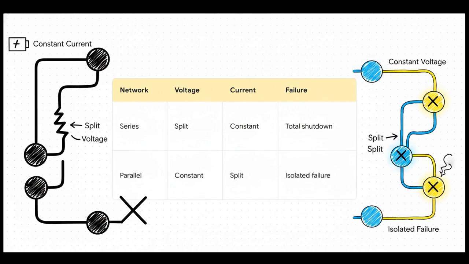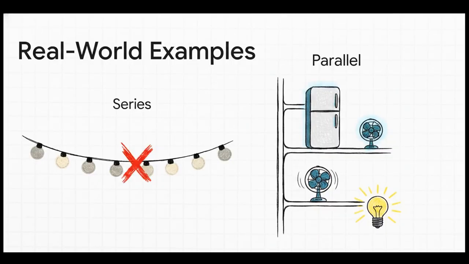Then we have the parallel network. In this setup, the voltage is completely constant across all branches while the current splits up. This is incredibly robust architecture. If one branch fails, it's just an isolated failure. The rest of the system keeps running without a hitch. To make this super practical, let's think about how these architectures govern your own home. Have you ever had a whole string of decorative fairy lights go completely dark just because of one tiny bad bulb?